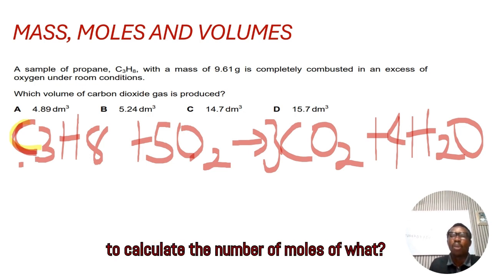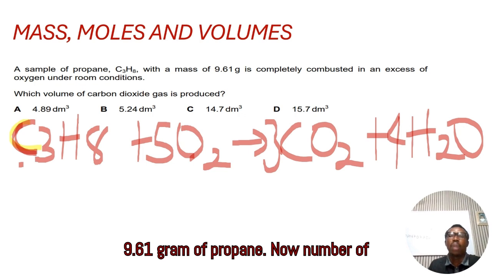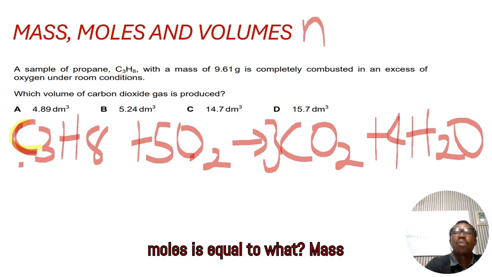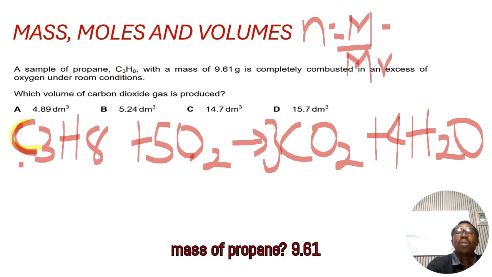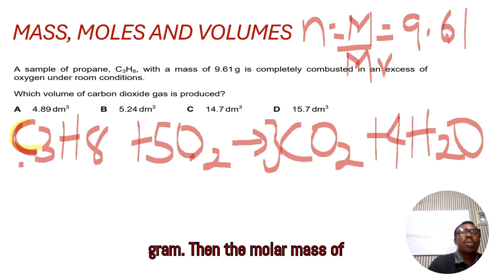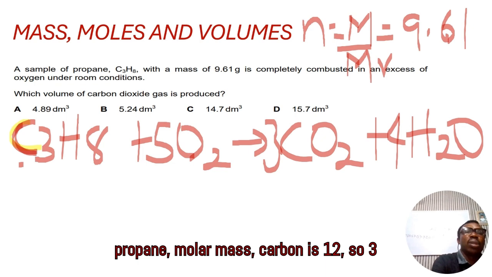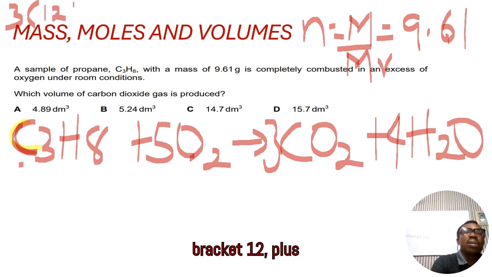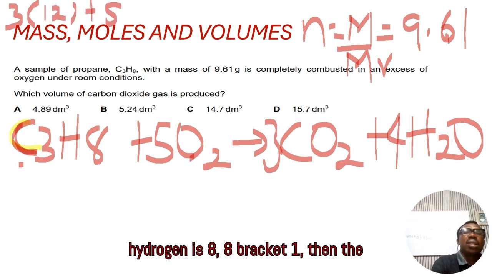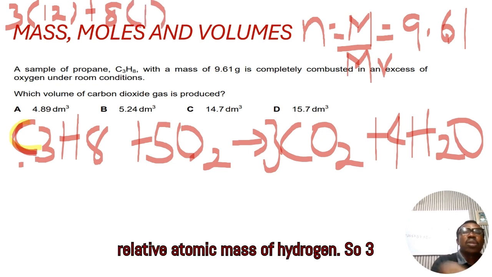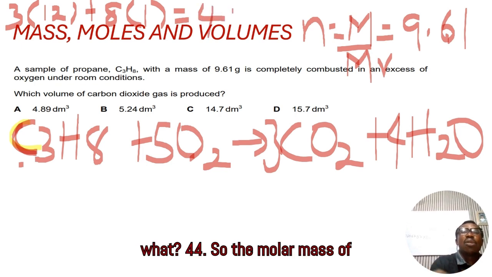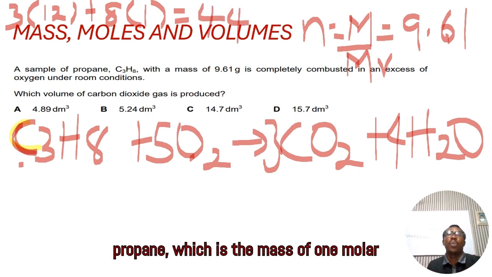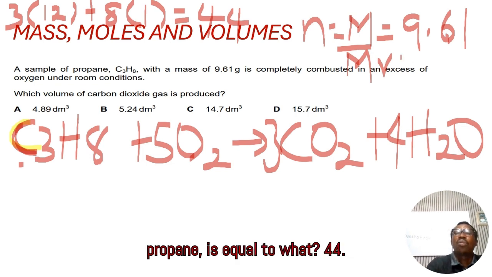So we're going to calculate the number of moles of 9.61 gram of propane. Now number of moles is equal to mass divided by the molar mass. So what is the mass of propane? 9.61 gram. Then the molar mass of propane: carbon is 12, so 3 bracket 12, plus hydrogen is 8, 8 bracket 1, that's the relative atomic mass of hydrogen. So 3 times 12 is 36. 36 plus 8 is equal to 44.